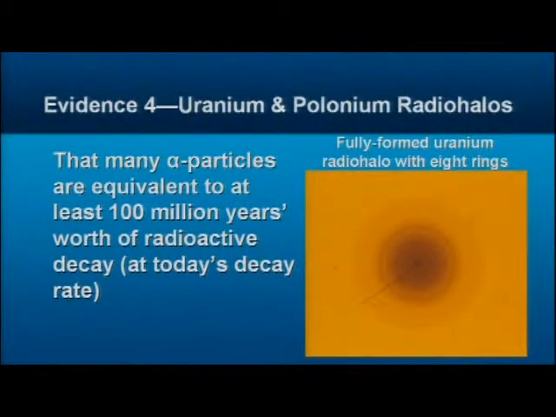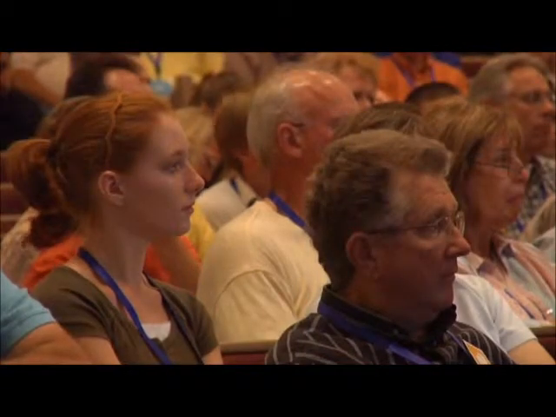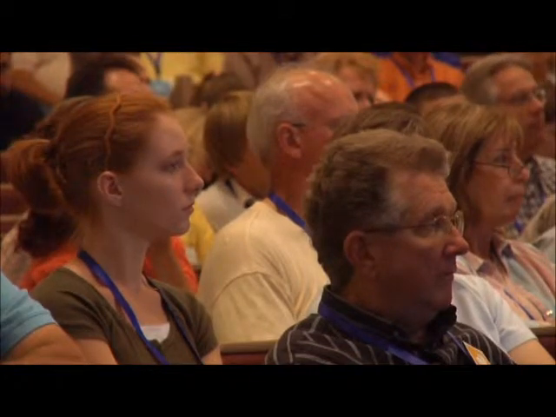Now, that much decay is equivalent to at least 100 million years worth of radioactive decay measured at today's rates. So when you see these radiohalos in a granite, it means that that granite has suffered at least 100 million years of radioactive decay. That's at today's rate. I'm not saying the million years ever happened. All I'm saying is if you take the measured rate today and extrapolate it back, that's the number you get.